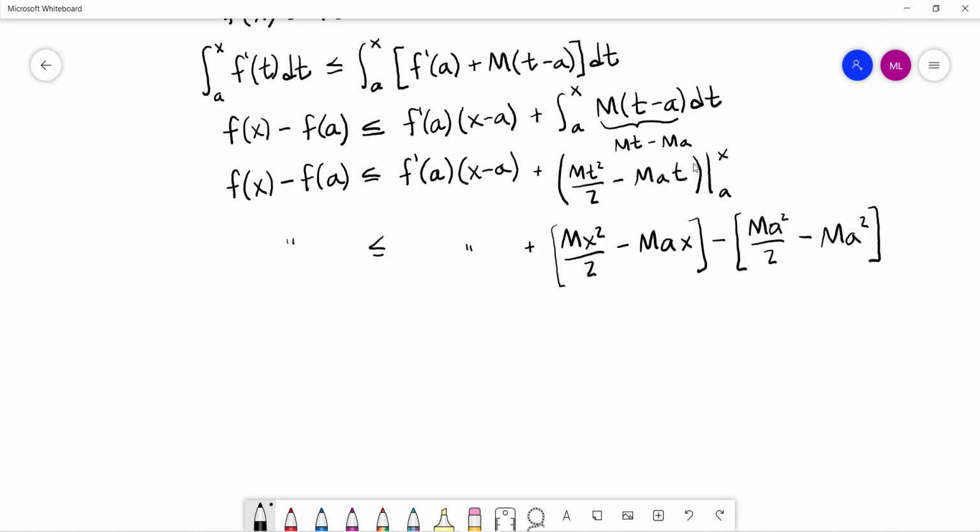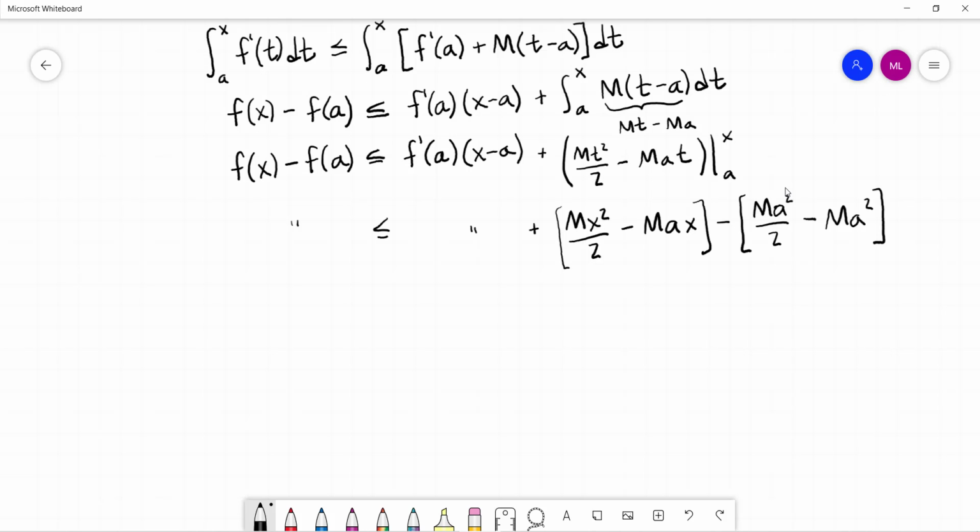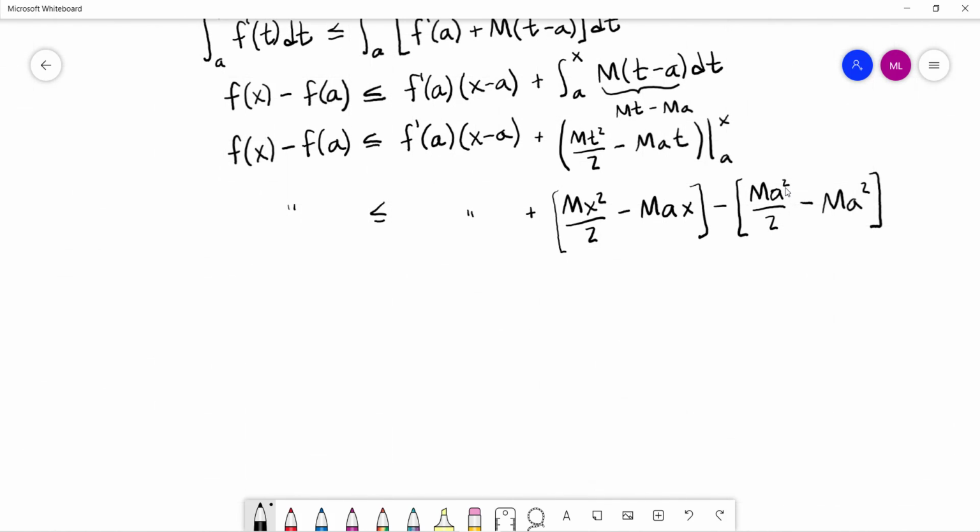That's just plugging in the a into t in both locations. And this is going to wind up just being a constant, right? ma squared over 2 minus ma squared. So I have a half of an ma squared minus a full ma squared, which is going to give me a negative half of an ma squared. But then I'm subtracting that, so I'm adding a 1/2 ma squared. And we get mx squared over 2 minus max plus ma squared over 2.